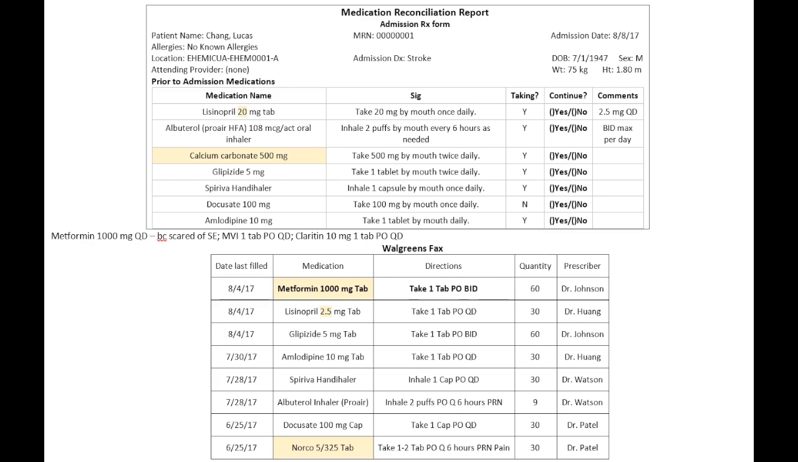After the interview, you will compare this newly reconciled medication list with what the patient was started on in the hospital and report your findings and recommendations to your preceptor.